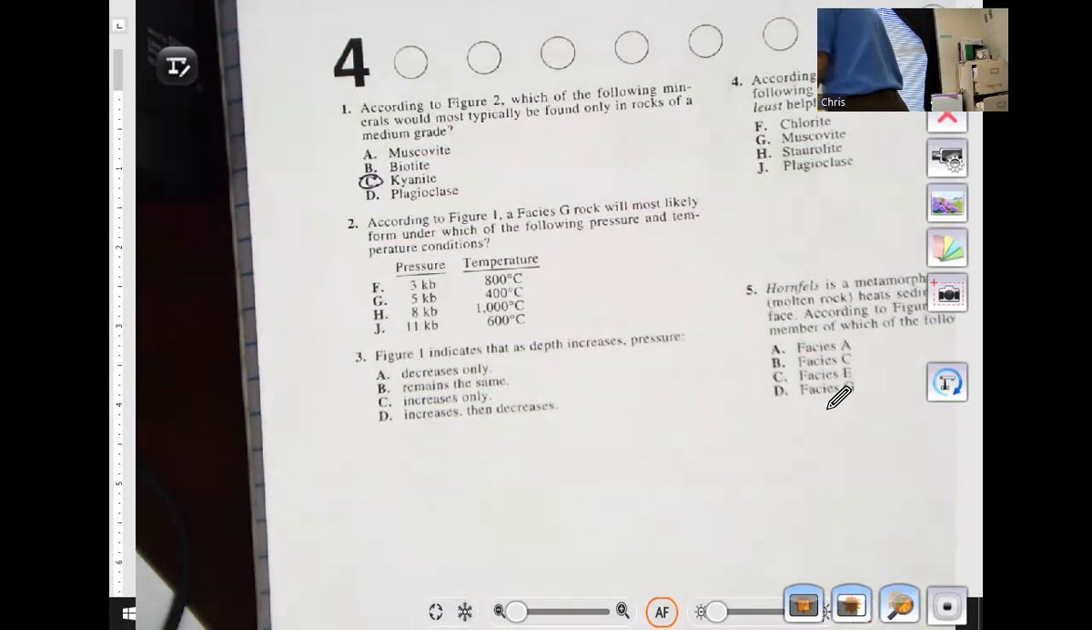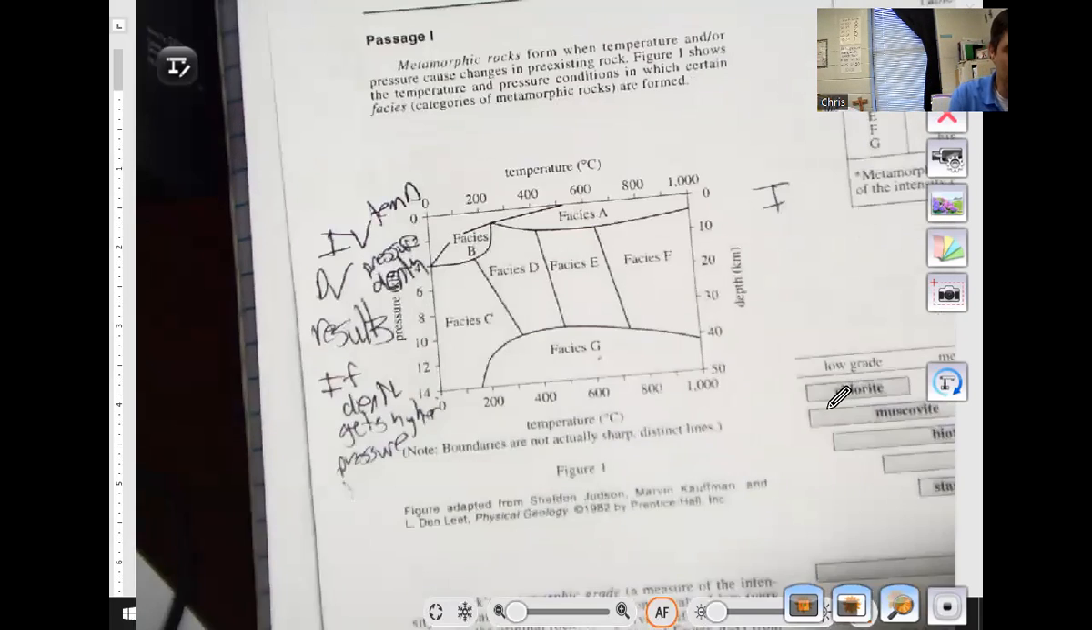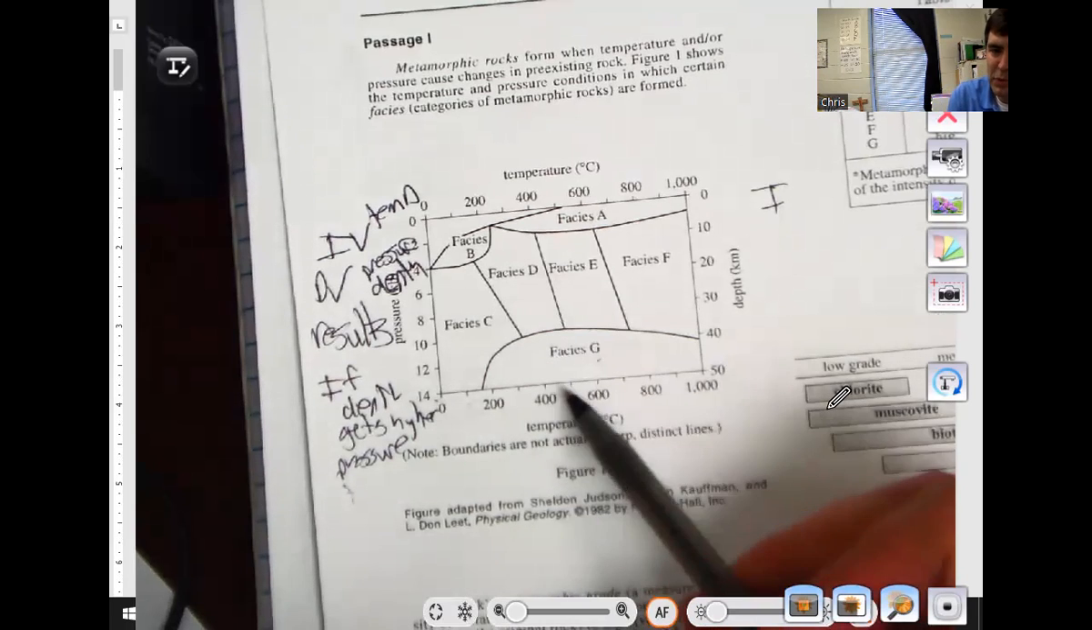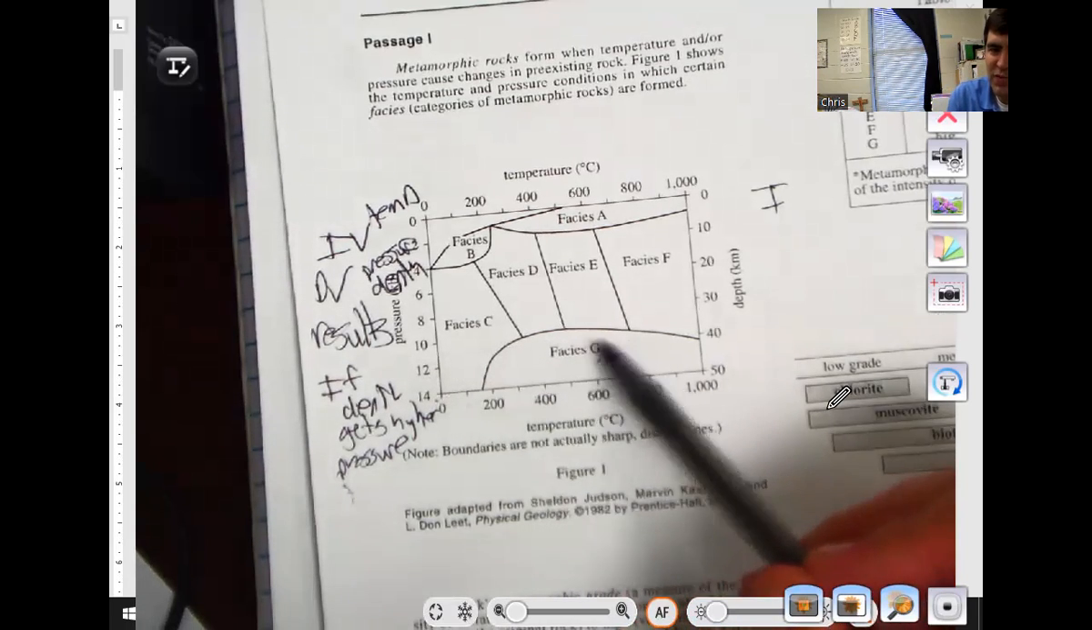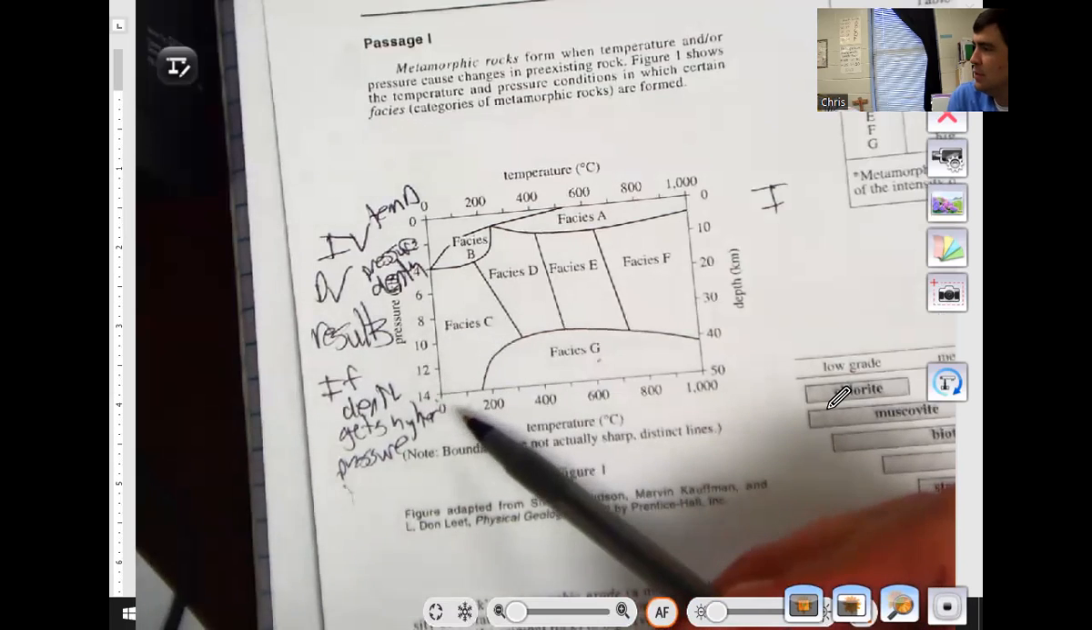All right, Emily, you're gonna help me lead through this problem here. Read the question out loud. All right, so what does the question want to know? Yeah, so a facies G rock, and what will it form right here? So here's facies G. We need to look at the temperature and the pressure. Where does facies G with pressure form typically? Between what and what?